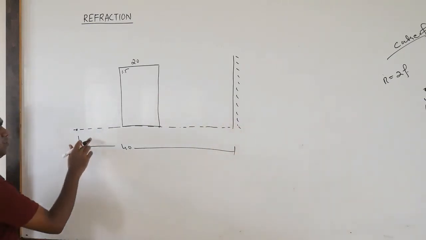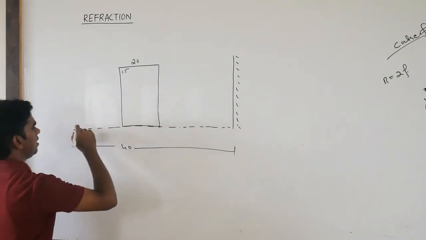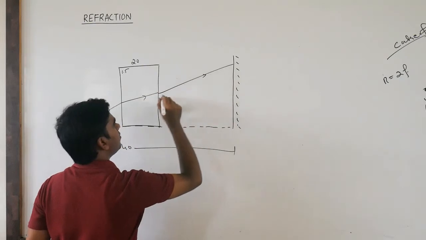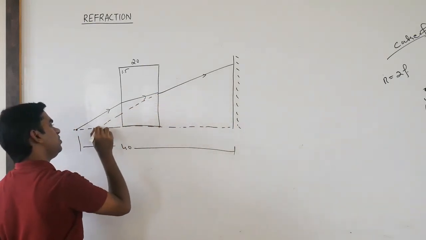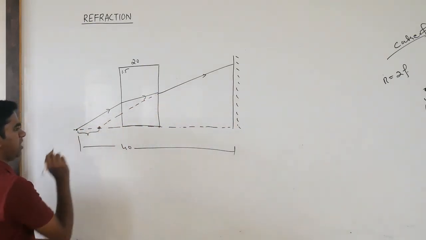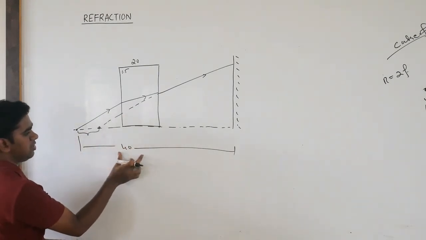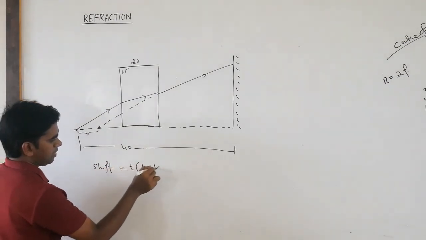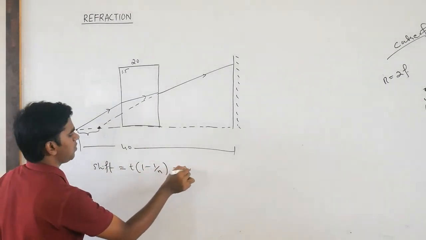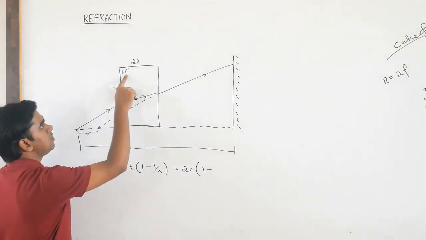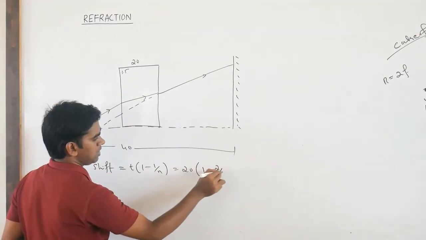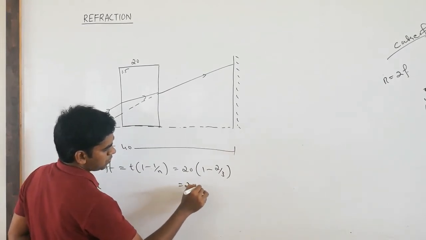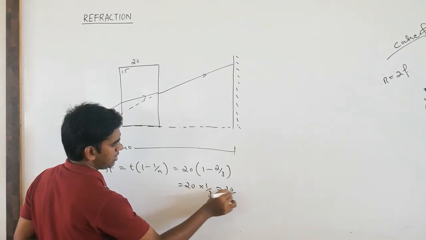But there is a shift while light travels from this side to that end. If a ray of light goes from here, it will bend towards the normal, and again it will bend away from the normal. So the object seems to be here. First we have to find this shift. We have to subtract that shift in the object distance. So shift is equal to T into 1 minus 1 by N. The thickness is 20. 1 minus, 1.5 means 3 by 2, so 1 minus 2 by 3. So we write 20 into 1 by 3, that is 20 by 3.